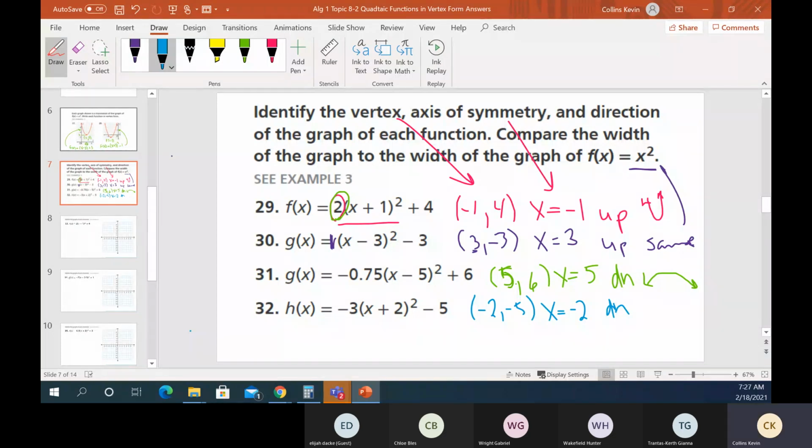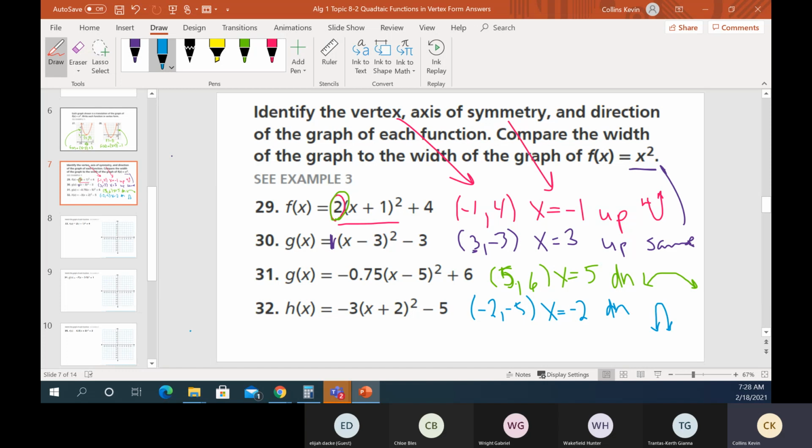So again, wide is when you have a decimal number between 0 and 1. So this is 3, which means this thing is going down 3 times faster. Okay. So that means it's going to be going down, and it's going to be kind of skinny.